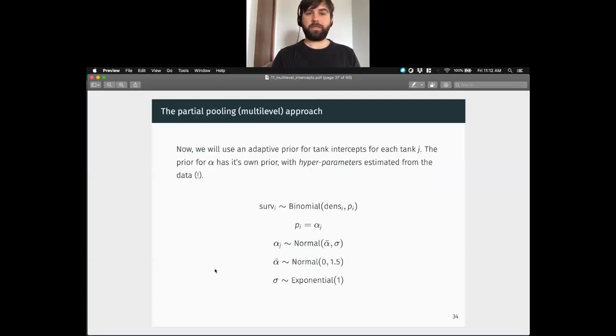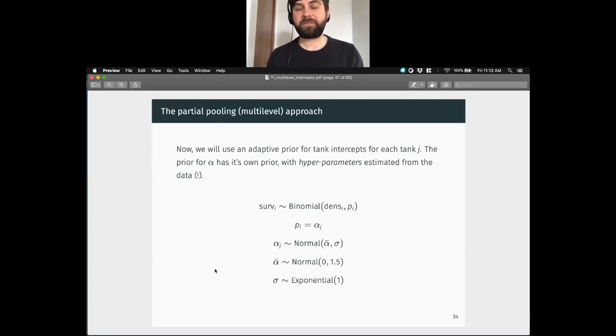So here is our multi-level model. We're going to use an adaptive prior for tank intercepts for each tank J. Now our prior has its own prior. We're nesting these models together, so effectively we're building a model on top of our model. We're saying, I want intercepts for each tank, but I want those intercepts to follow a probability distribution. I don't want them to just be the average. I want them to be sampled from a probability distribution that has as its middle the average for all tanks.